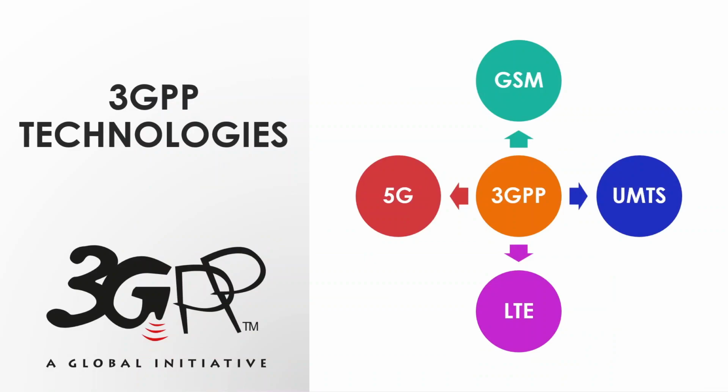In the previous video, Introduction to 3GPP technologies, we have seen various 3GPP technologies such as GSM, Global System for Mobile Communications, UMTS, Universal Mobile Telecommunications System, LTE, Long-Term Evolution, and 5G, and how they are advancing the world of mobile communications.